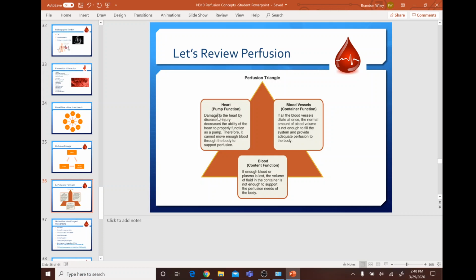The heart is the pump function, okay? If there's any damage to the heart, it affects the ability of the heart to pump. Therefore, it cannot move enough blood through the body to support perfusion. The blood vessels are the container. If all blood vessels dilate at once, the normal amount of blood volume is not enough to fill the system to provide adequate perfusion to the body. And then the blood is the content function. If enough blood or plasma is lost, the volume of fluid in the container is not enough to support the perfusion needs of the body. As you can see, if the heart, blood vessels, or blood messes up, we're not going to be able to get enough blood to the body.